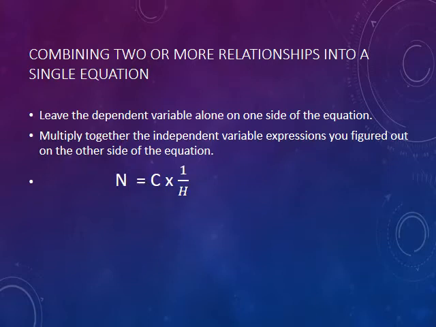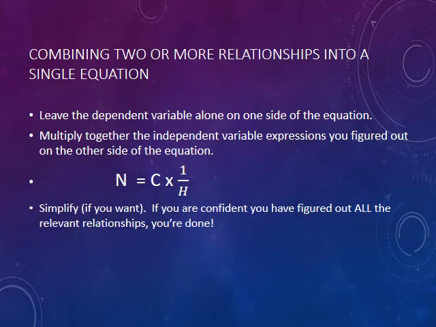So for example, we've got this now: N, the niceness, is equal to C, the candy given out, times 1 divided by H, the homework, right? That's the linear relationship with C and the inverse relationship with H. If you wish, you can simplify this. Of course, C times 1 over H is the same as C over H, and that's kind of a simpler looking equation, but it does the same thing mathematically.